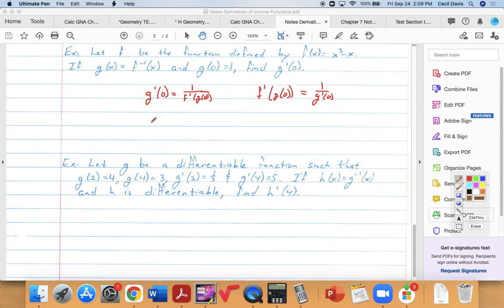So g prime at 0 is going to be equal to, let's go ahead and find f prime at x. This is 3x squared minus 1. F prime at g of 0. Well, what is g of 0? 1. It tells you that. So that's 2. This is a half.